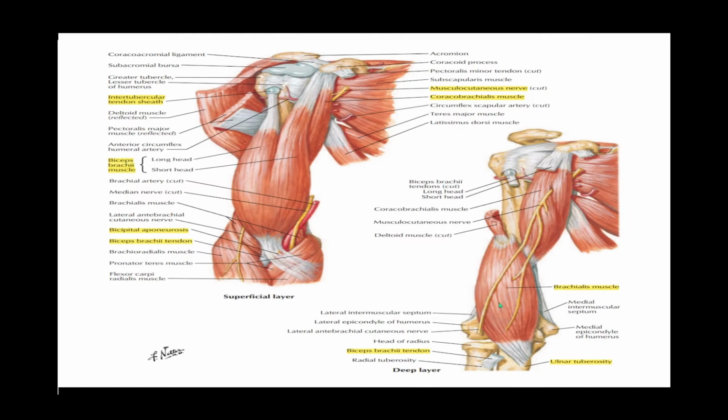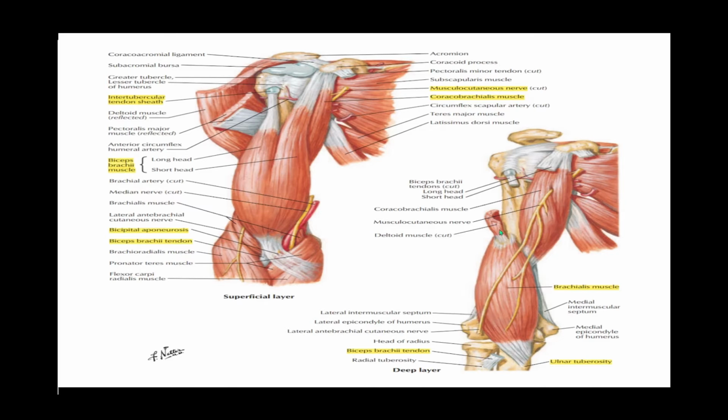It makes sense that it flexes the forearm. It inserts into the ulnar tuberosity. The biceps inserts into the radial tuberosity, whereas the brachialis muscle inserts into the ulnar tuberosity. Musculocutaneous nerve innervates the coracobrachialis. You can see it innervates the brachialis muscle, and it also innervates the biceps brachii muscle.